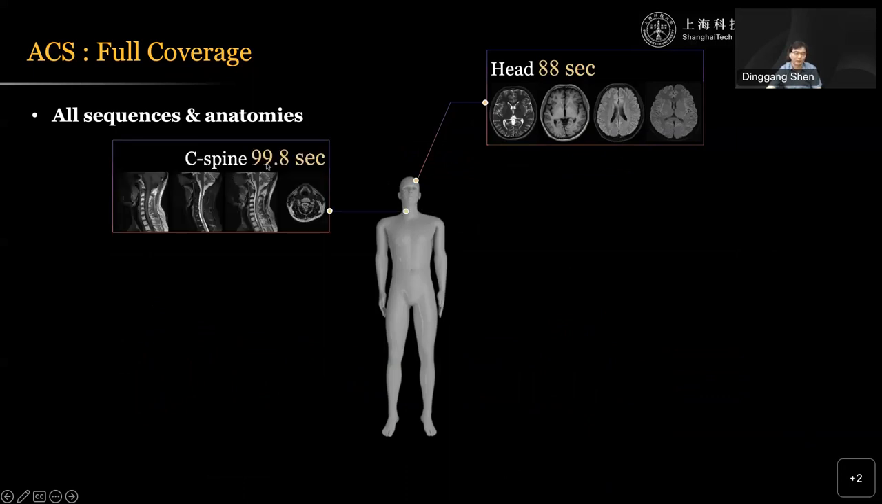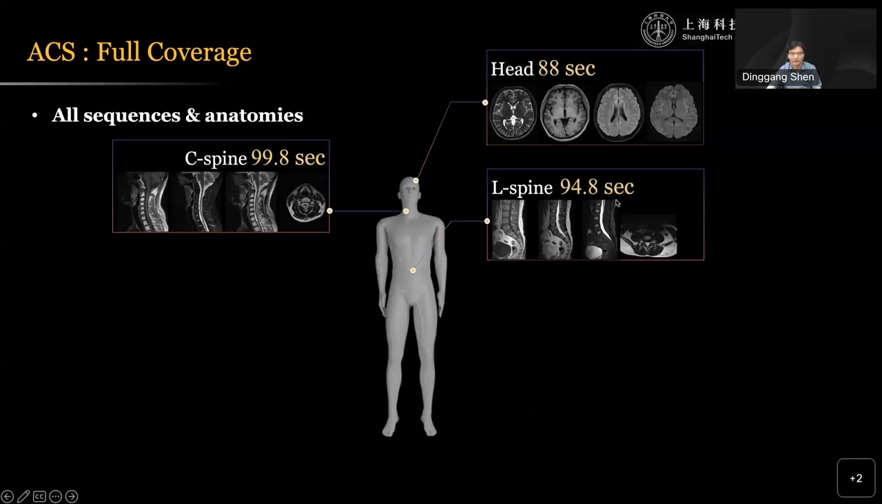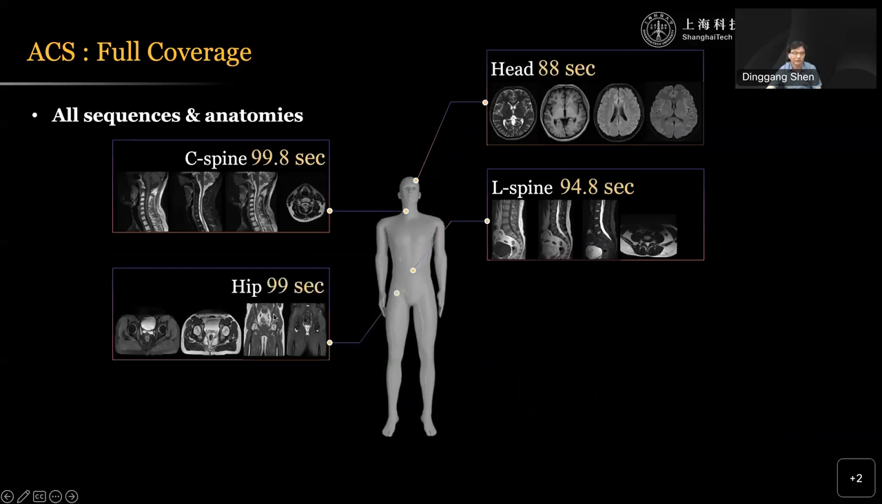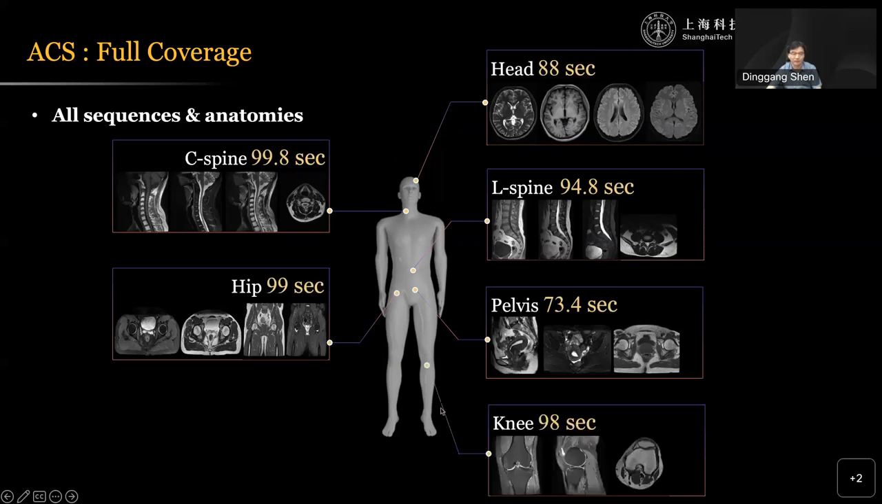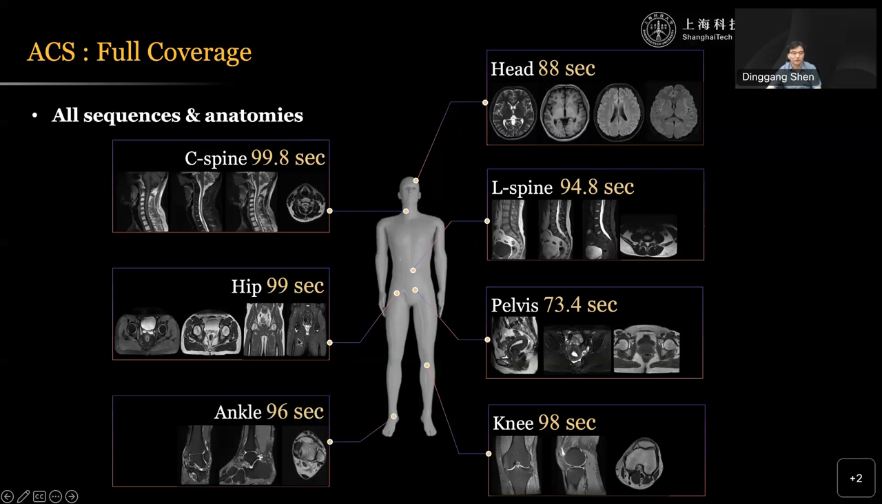And all those spine 99, and the part spine 94, and the hip 99, and also, for example, the pelvis and the knee. So you can see from the head to foot, and we can acquire multimodality images for each part of the human body within 100 seconds. So of course, also for the knee here.